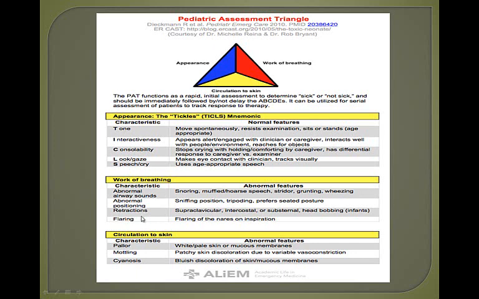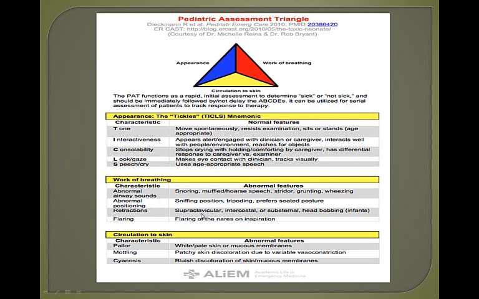The second part of the triangle is work of breathing. That's more self-explanatory. You consider abnormal airway sounds. Are they snoring? Do they have a muffled, hoarse speech? Is there any stridor? Are they grunting or wheezing? Do they have abnormal positioning? Are they in a sniffing position? Are they tripoding, meaning are they sitting forward with their arms on their legs in a manner that is trying to expand their lungs? Do they have retractions?